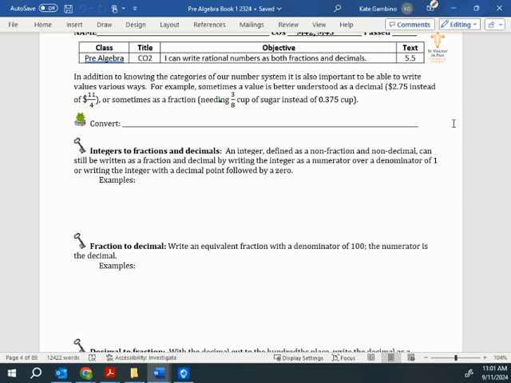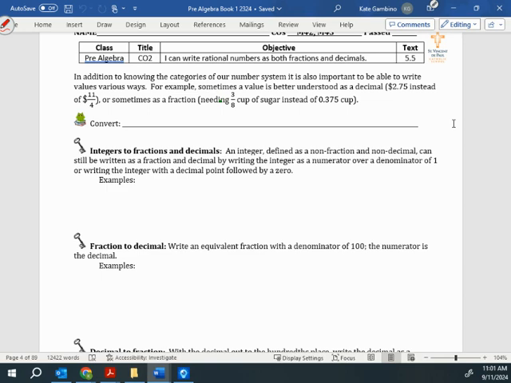So in addition to knowing the categories of our number system that I just reviewed with us, it's important to be able to write values various ways. It equals the same amount, but they look different. For example, sometimes a value is better understood as a decimal. $2.75, so 2.75, instead of 11/4 of a dollar. That doesn't even make sense, right? We don't look at dollars and cents as a fraction. We look at it as a decimal.